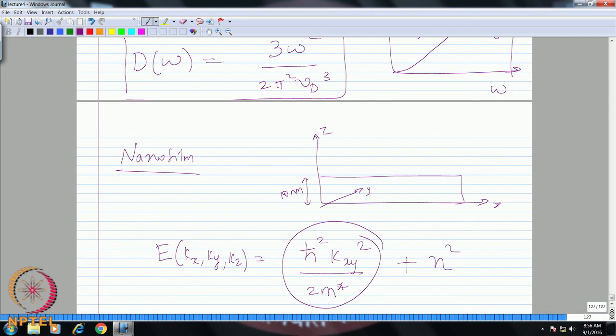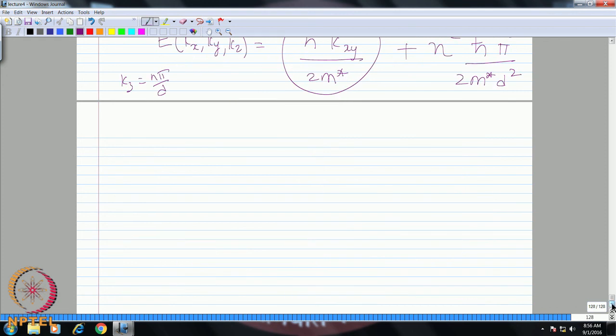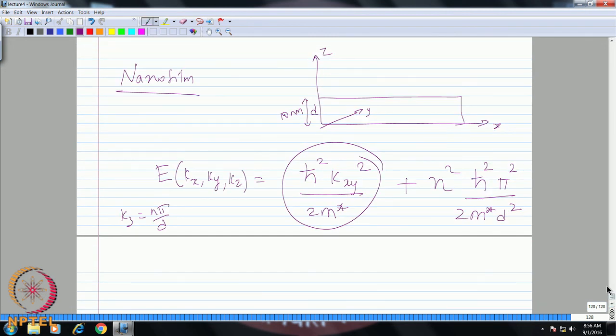Therefore, you have n square h bar square pi square by 2 m star d square. So, this is again nothing but h bar square k z square by 2 m star, where k z you have replaced as n pi by d, because this is your confinement with d. Okay. So, therefore, what is happening in this case, the dispersion between E and k xy is continuous, understand, but this k z is now discrete.